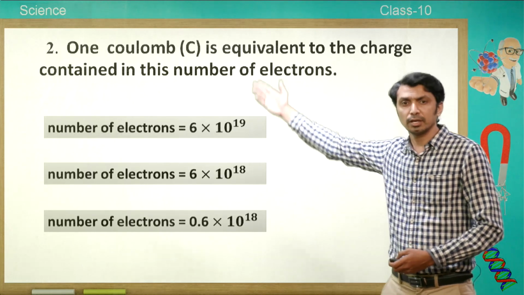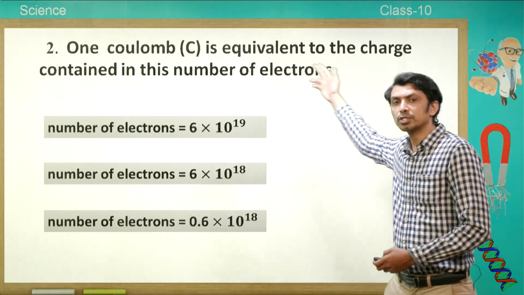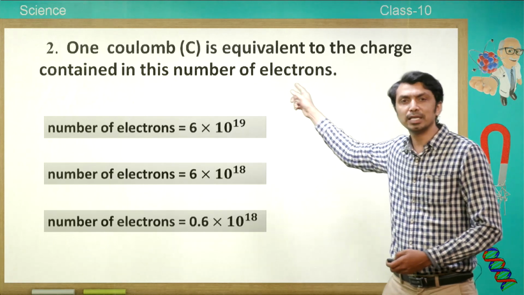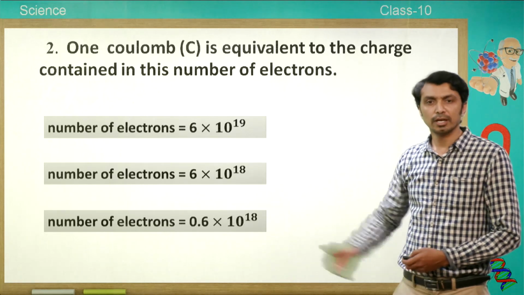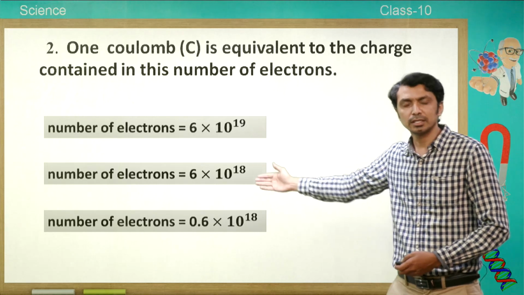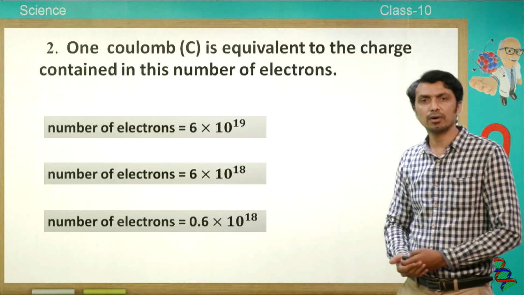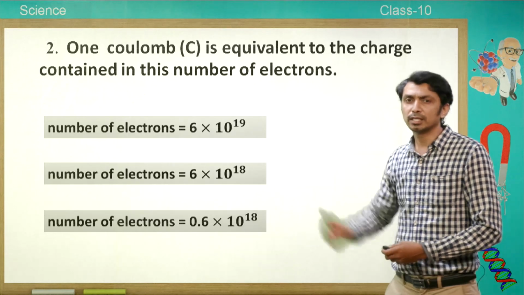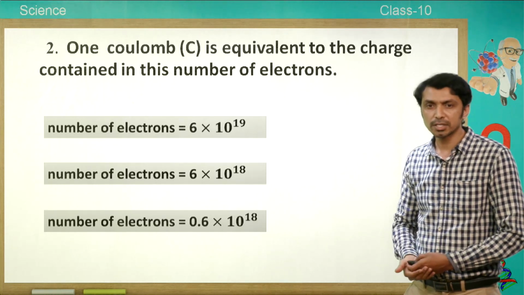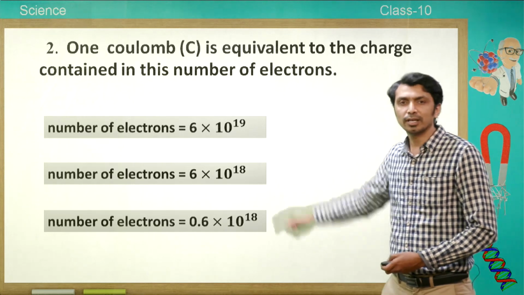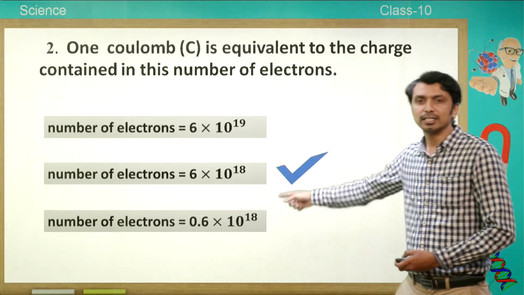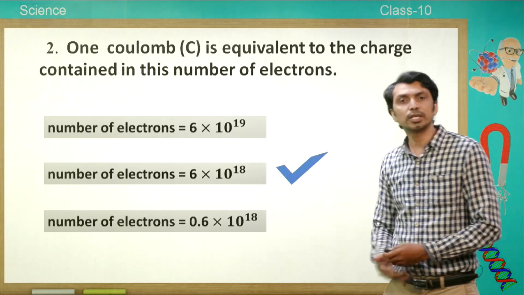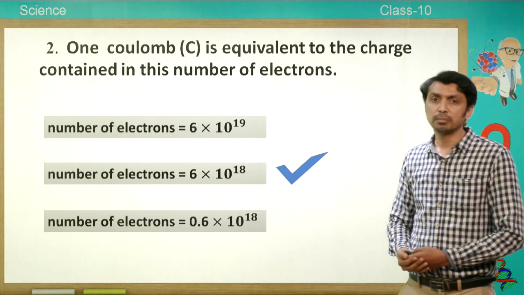Second question, 1 coulomb is equivalent to the charge contained in this many number of electrons. Here you can see three different numbers of electrons we have given. Which is the right number of electrons to make it equal to 1 coulomb of charge? Yes, you are right. I think this is 6 into 10 to the power of 18 electrons that make the charge equal to 1 coulomb.